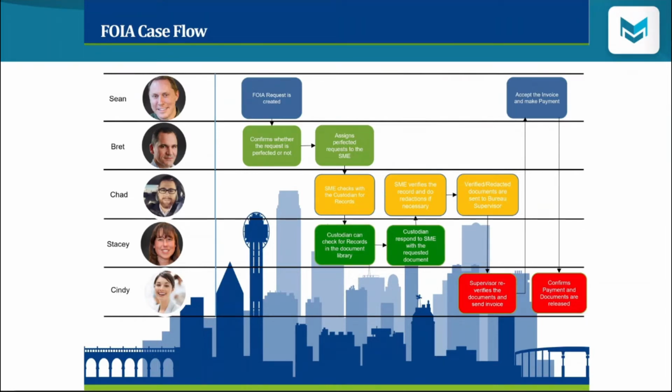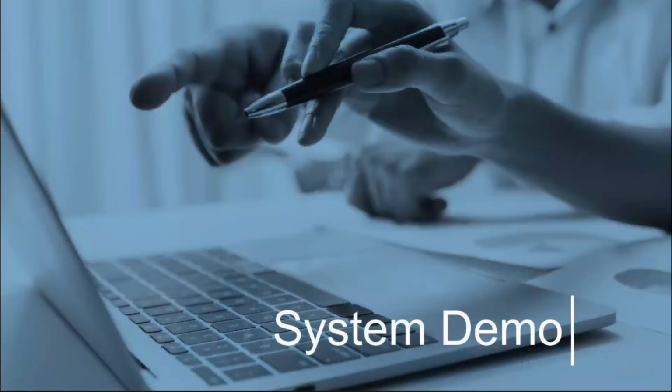The custodian is going to find the artifacts from the document library and responds back to the SME with the requested document. The subject matter expert validates and says, oh, this is great. Once that stage is passed, he verifies the document and sends it back to the supervisor to proceed with sending the invoice to the requester if there is one involved. If not, based on the type of request, the supervisor can release the information back to the requester. Other processes such as appeals, and redaction also, will be demonstrated in the demo. So with that, let's go ahead and do the demo.